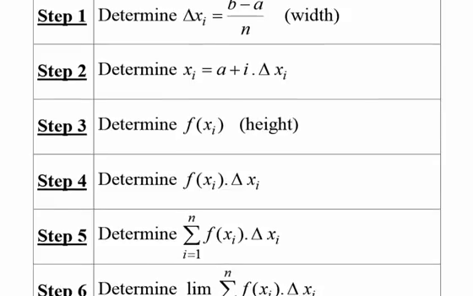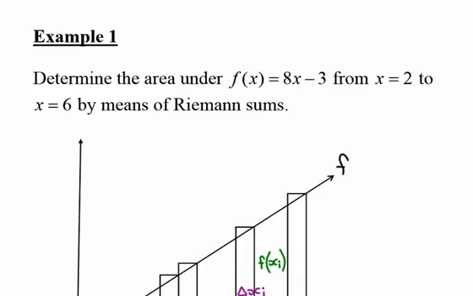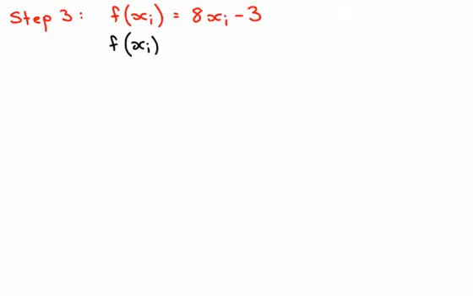Step 3 says determine f of xi. So let's do that here. Step 3. I want f of xi, which depends on the formula. So in this particular one, it's 8 times xi minus 3, because we were given the formula of the straight line as 8x minus 3. So let's do that. f of xi, we know that xi is, in fact, we found it in the previous one, 2 plus 4i over n.